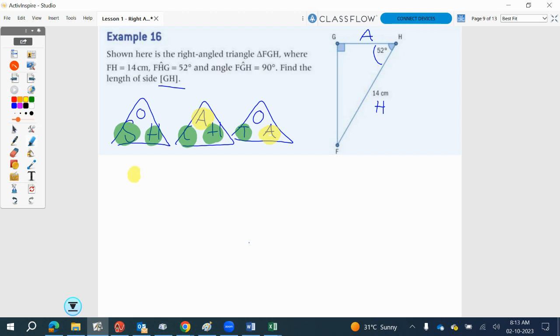So line segment GH is equal to the hypotenuse times the cosine of 52 degrees.